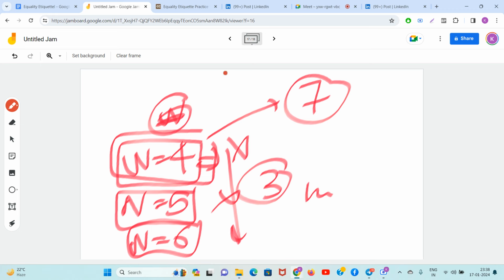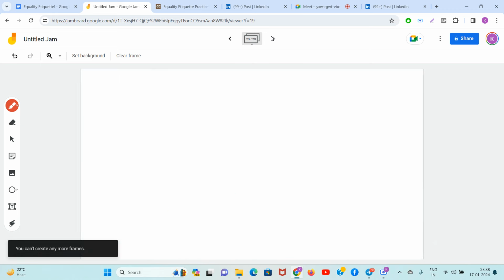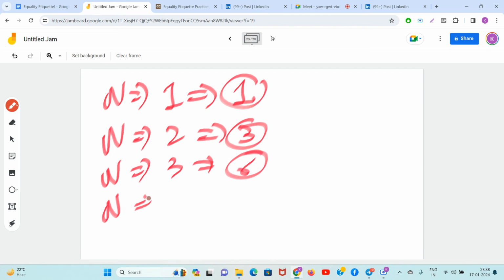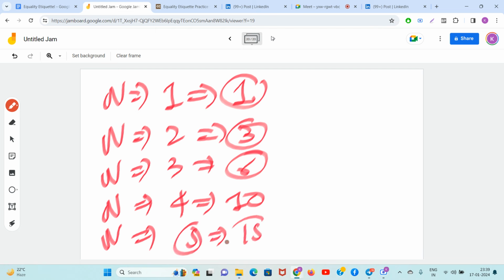Why? There is a very special property of the sum of numbers. See, for n equal to 1, the sum of all the numbers is 1. For n equal to 2, the sum is 3. N equal to 3, the sum is 6. N equal to 4, the sum is 10. N equal to 5, the sum is 15. N equal to 6, the sum is 6 into 7 by 2, which is 21.